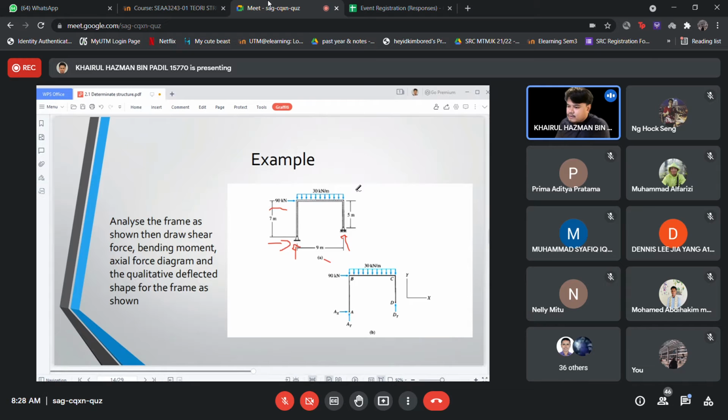And then you have a UDL of 30 kilonewtons per meter. Okay, I hope this will not be a problem in solving the UDL. You should know how to solve a UDL since this is kilonewton per meter. To get one point load, you multiply by another meter, so you can cancel a meter. So the meter will be the length of the UDL. So there will be no problem with this.